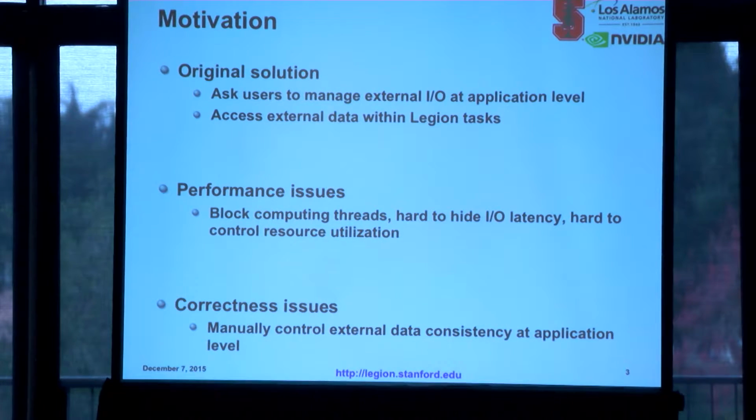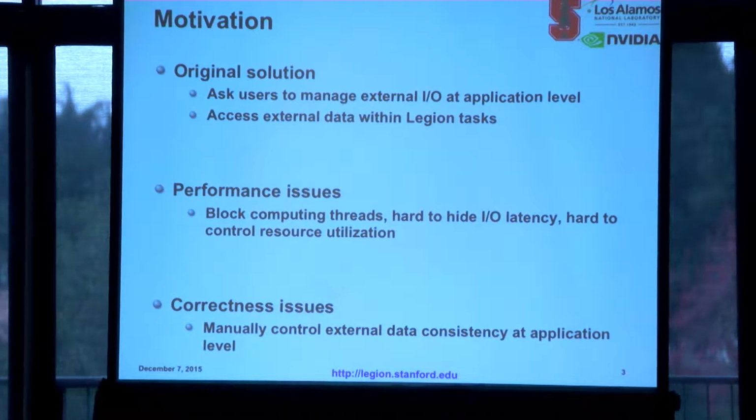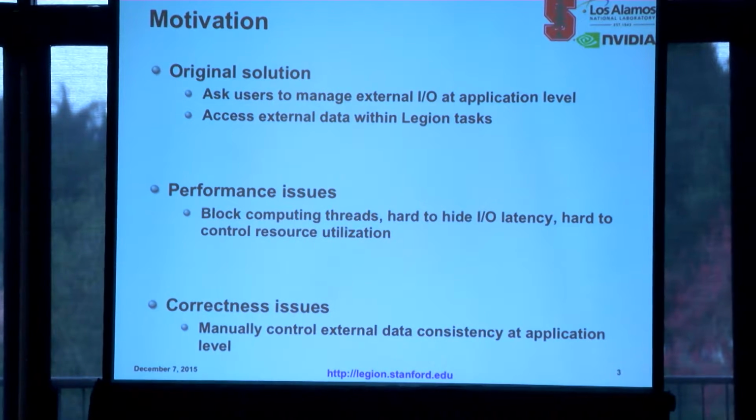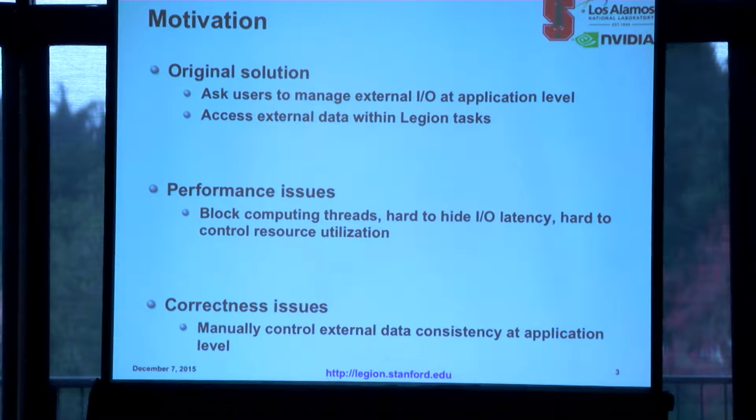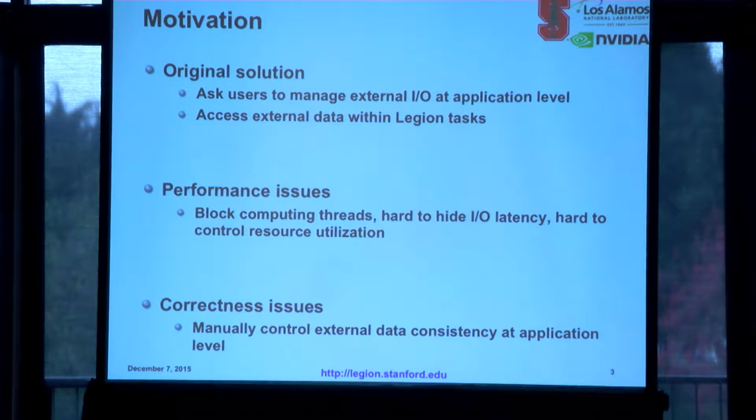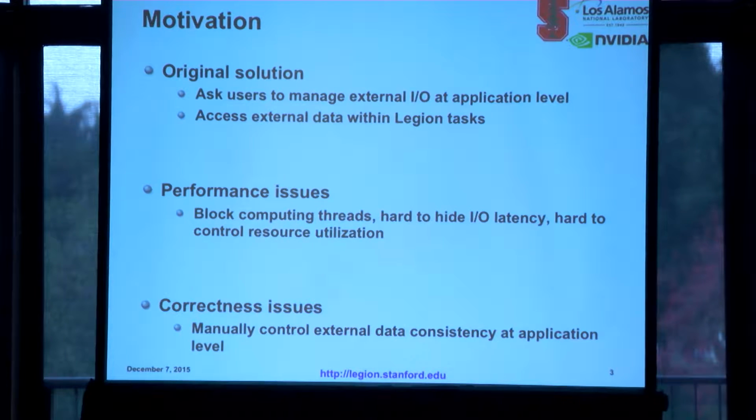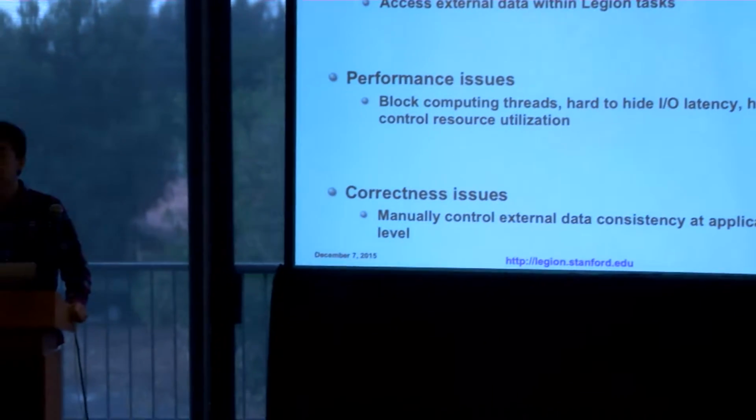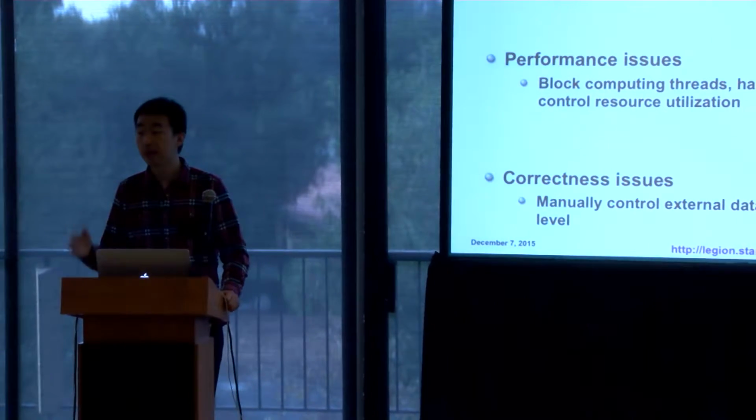As for the performance, doing the external I/O may block the computation thread, which may result in CPU underutilization. It is also hard to hide I/O latency, because if you do both I/O and computation inside a Legion task, there's no space for the Legion runtime to schedule tasks to pipeline I/O with computation. And it is also hard to control the resource utilization. For example, if you are loading some data from disk files, then you have to do disk I/O at the application level.